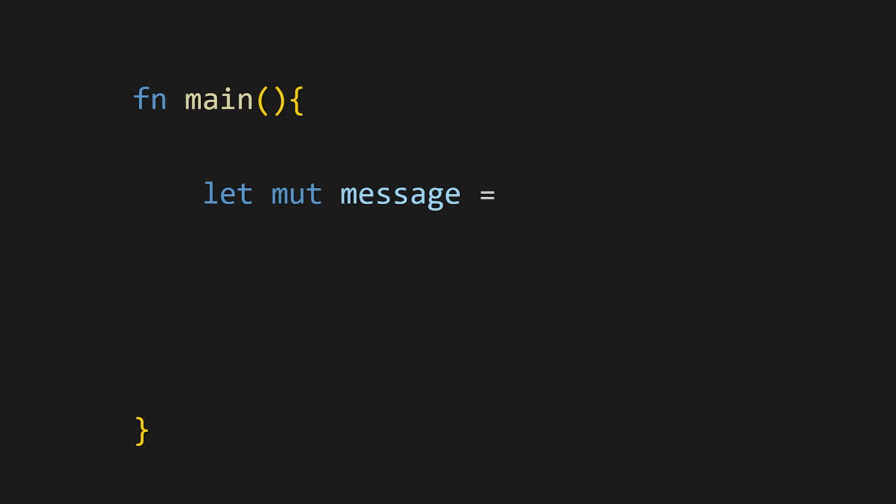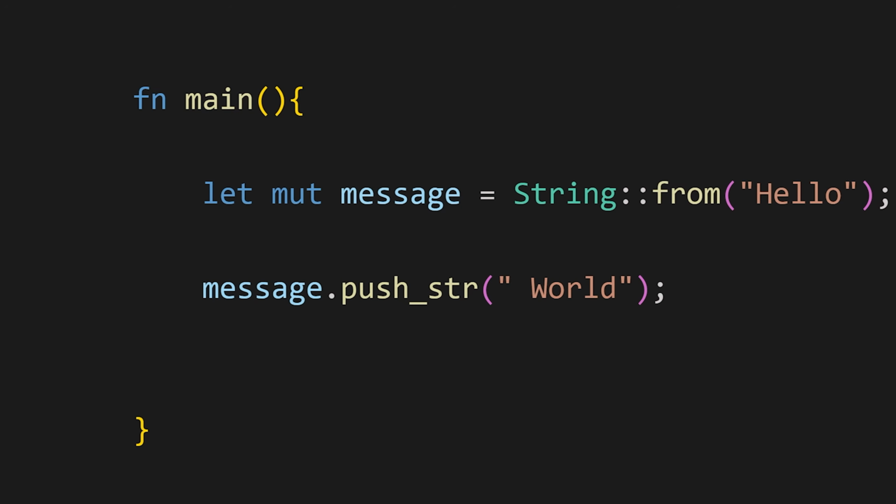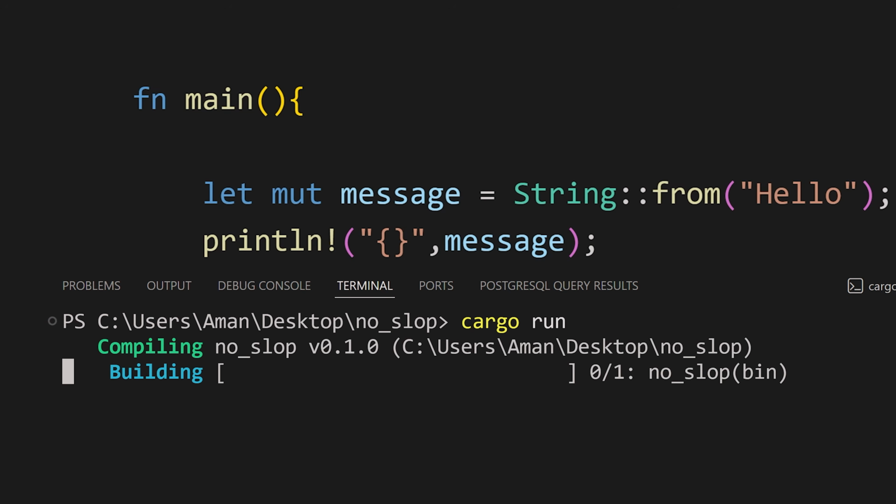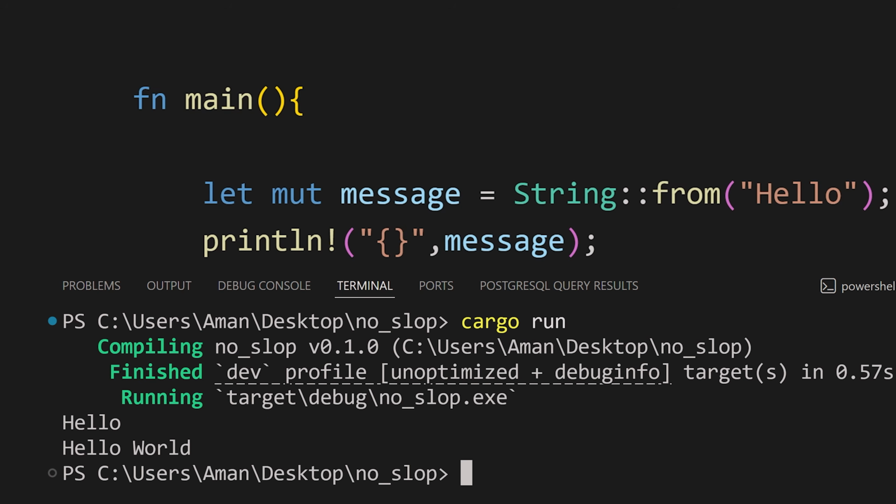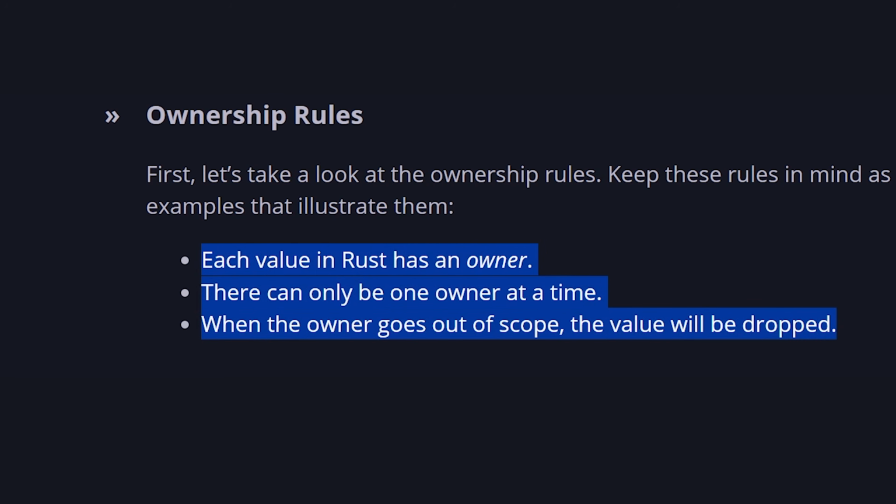To create a String, we call the from function from the String type and pass our value to it. Unlike a string literal, a String can be modified. Because a String can grow and change while the program is running, Rust needs to keep track of who owns it and when it should be cleaned up. That's where ownership comes in. It follows three simple rules. These rules apply to all values in Rust.